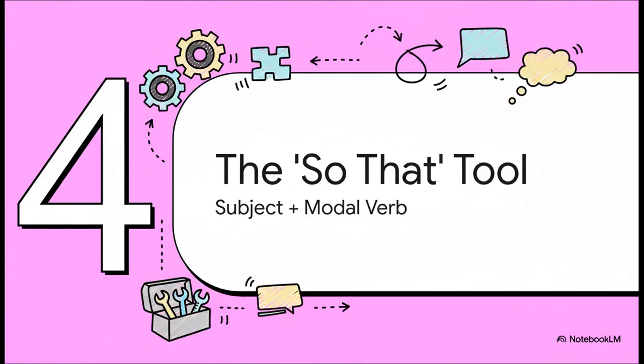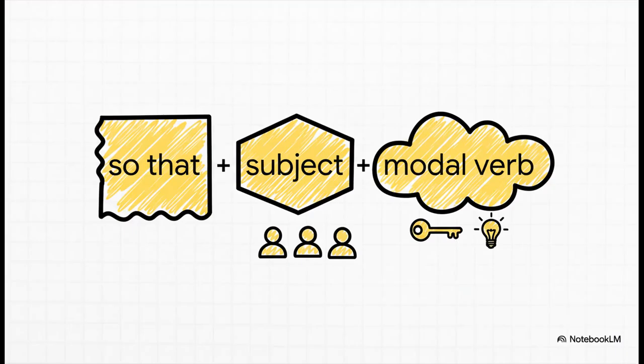All right, moving on. Our next tool, so that, is kind of a super tool. It's incredibly useful, but it does require a slightly different sentence structure. It's not just a phrase plus a verb. This one introduces a whole new clause. Here's the formula right here. After so that, you absolutely need a subject, like I, he, we, or the team, and then you follow it with a modal verb, like can, could, or would. This structure lets you get really specific about who gets to do something and what possibility it creates.